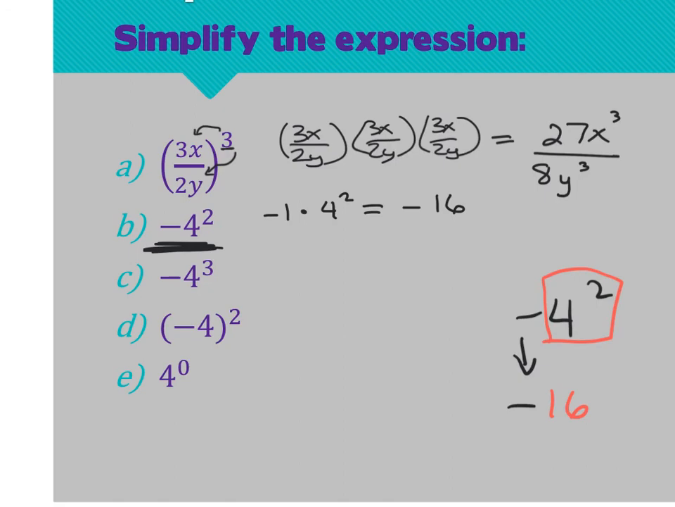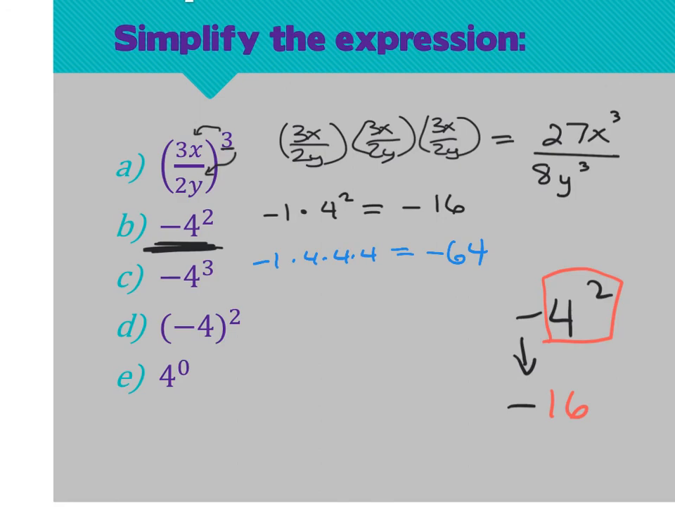For part C, this is really negative 4. Well, negative, same idea here. You could think of it as negative 1 times 4 times 4 times 4, which is negative 64. Generally, remember, if the exponent is an odd number and it's a negative number, it's going to be negative.